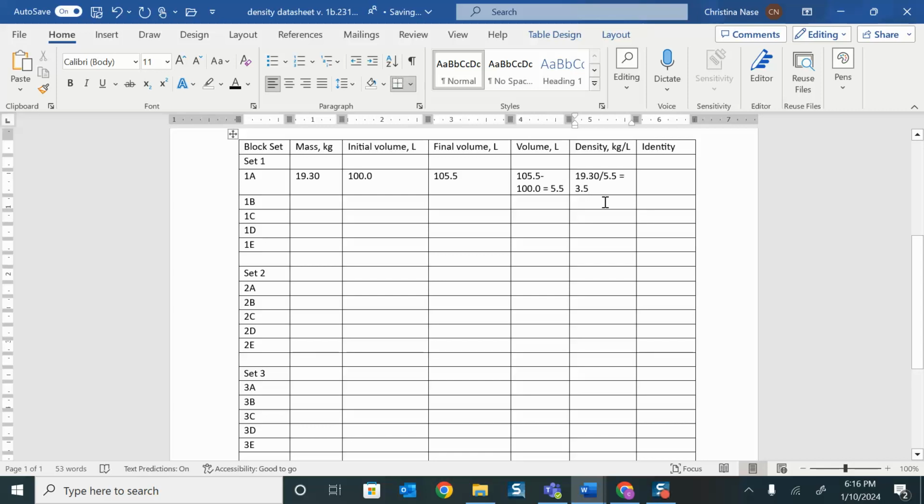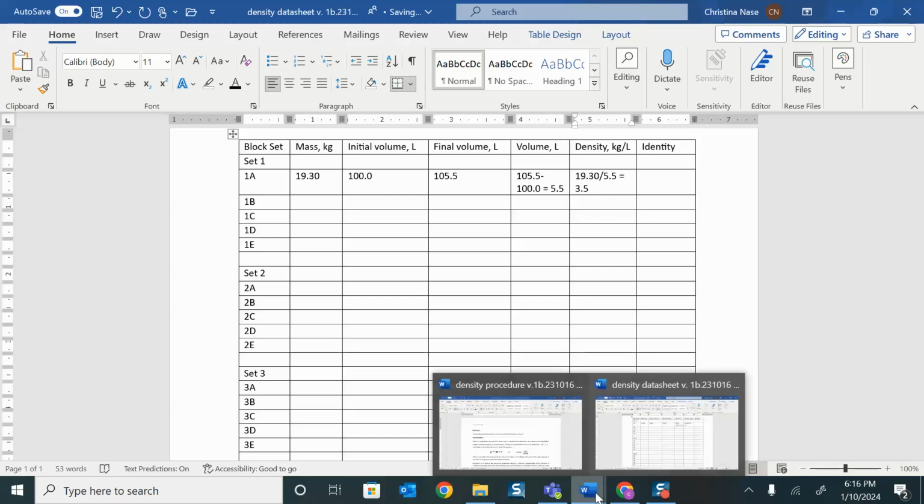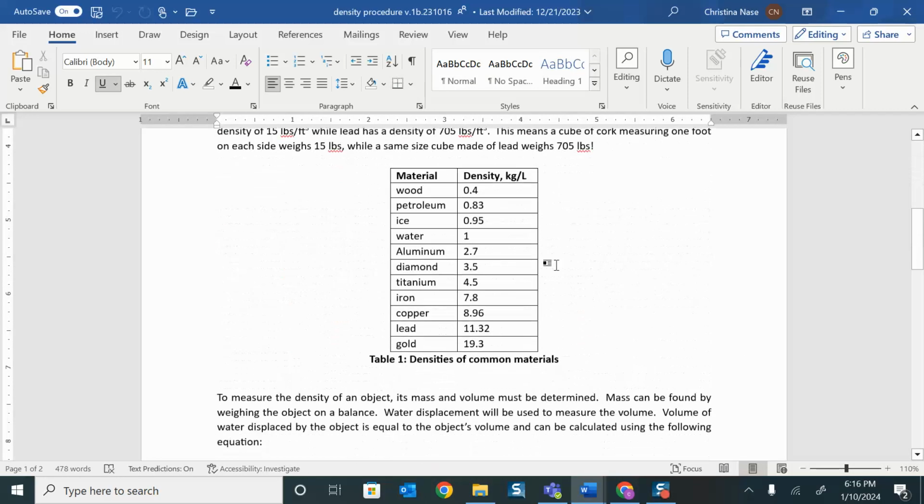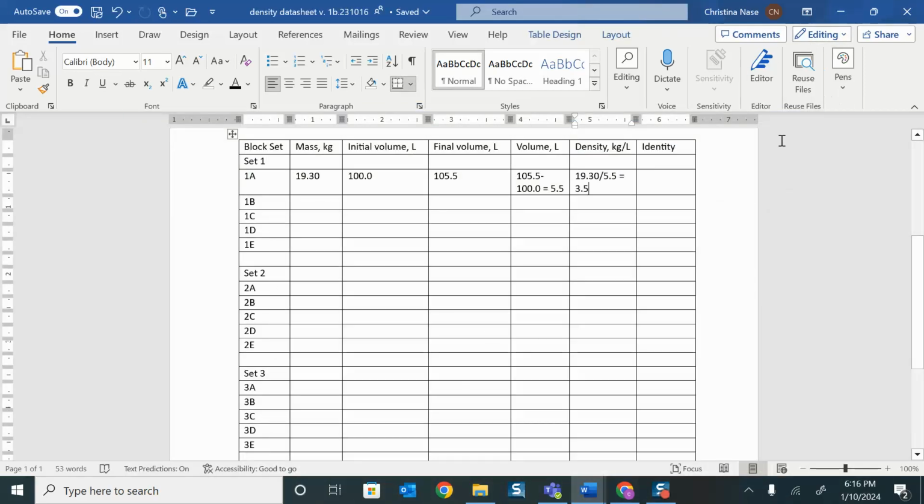And then I want to identify that unknown. So I'm going to go back over to the procedure page, and I have a bunch of densities for different substances, different solids over here, or different materials. So 3.5 is diamond. So I would say that this guy is probably diamond because the density matches that of diamond. And that's pretty much all you have to do for each one of those blocks.